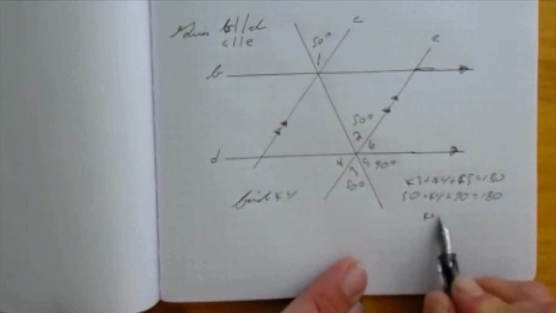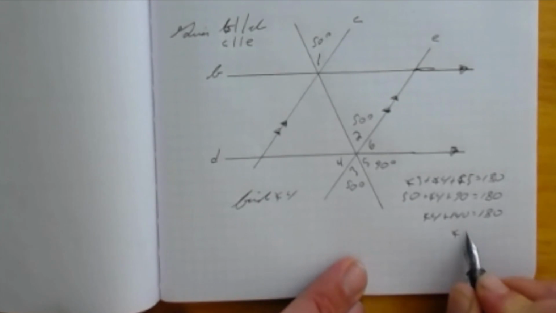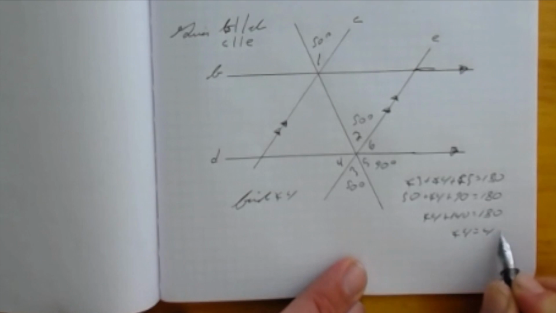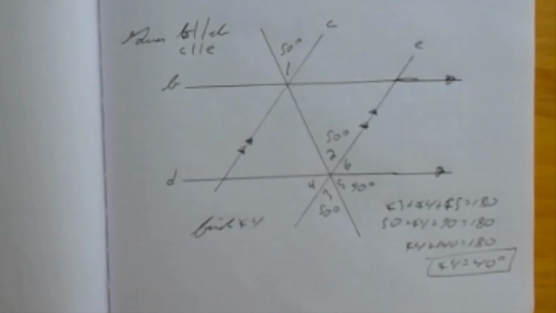So I'm going to combine my like terms. 50 and 90 is 140. I'm going to subtract it from both sides, and I get that angle 4 is equal to 40 degrees. And this is all using just simple definitions from before and knowing a little bit about what's going on with some of those perpendicular lines from previously.